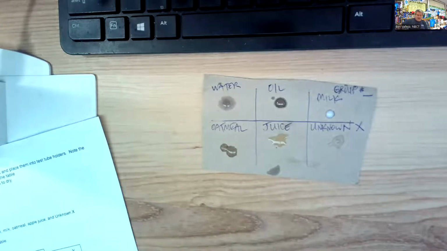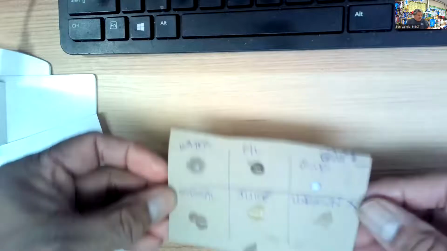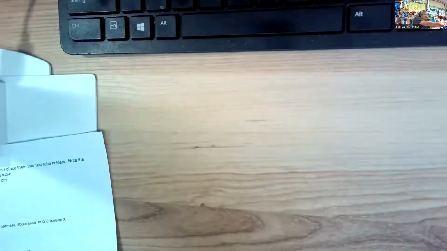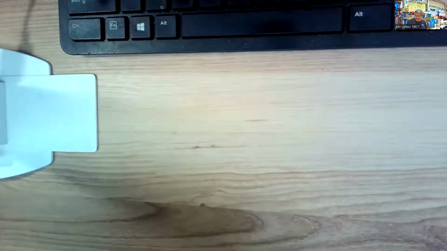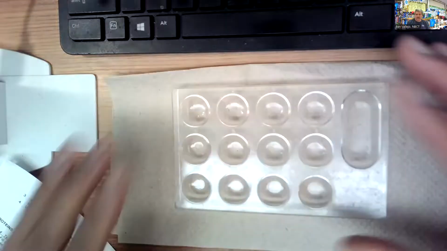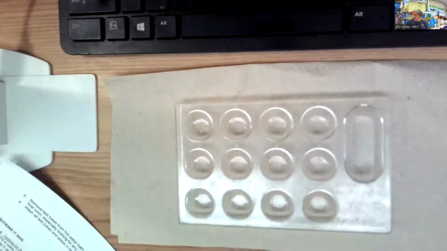All right, so I'm going to set this aside. We'll let this dry, and I will show you that a little bit later. Alrighty. Our next test will be on a spot plate. So let me get a paper towel out and put that on there. And then it's called a well plate or spot plate. What we're going to do is add the solutions to this.